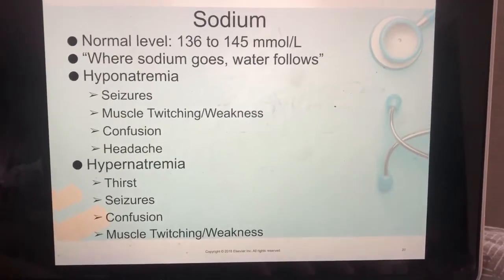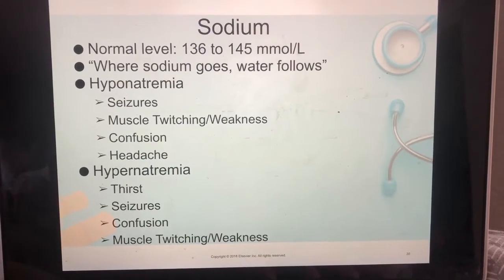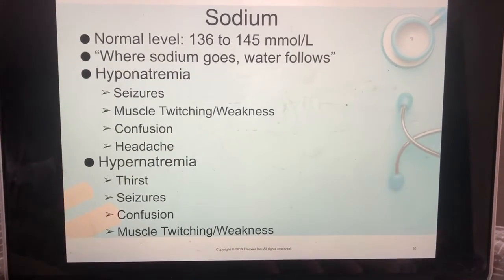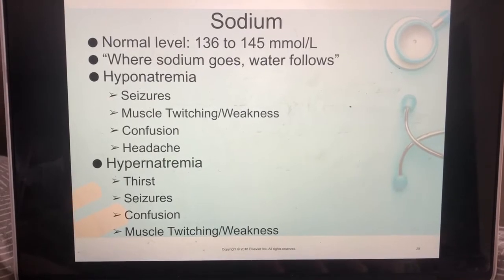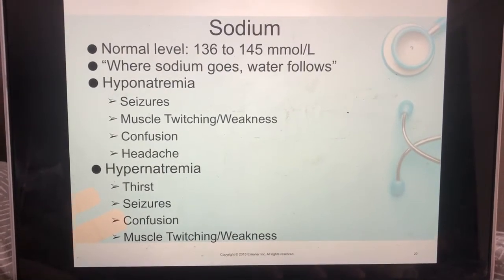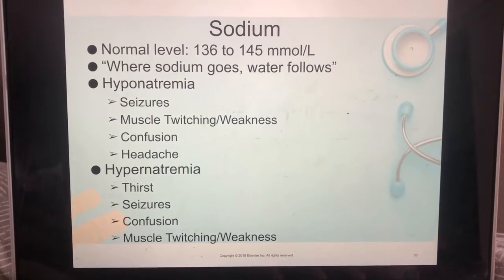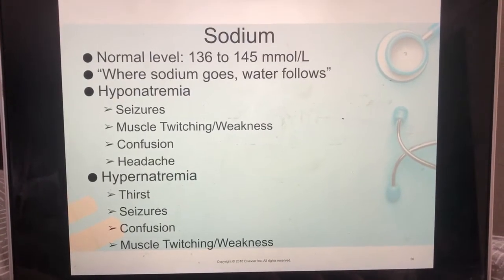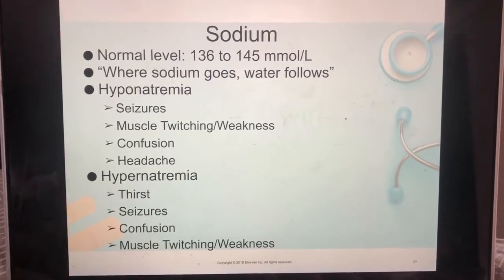So sodium normal is 136 to 145. Where sodium goes, water follows. If you're low, you can have seizures, muscle twitching, confusion, headache. And if you're elevated, thirst, seizures, confusion, and muscle twitching. So pretty similar, but there are some differences that you need to be aware of.